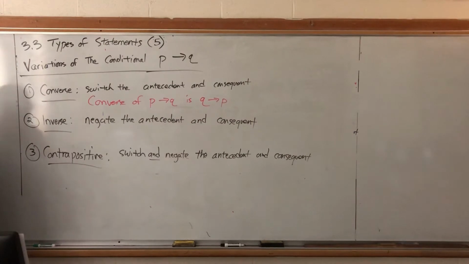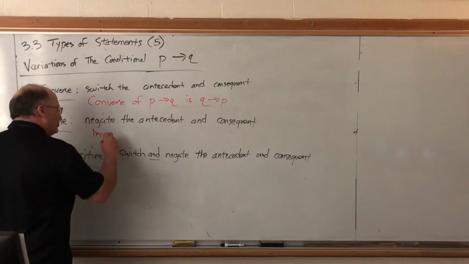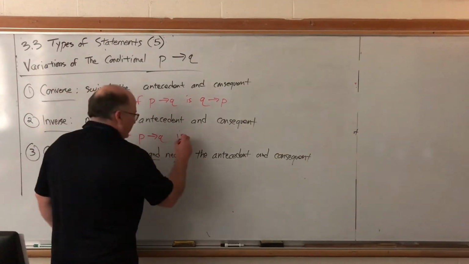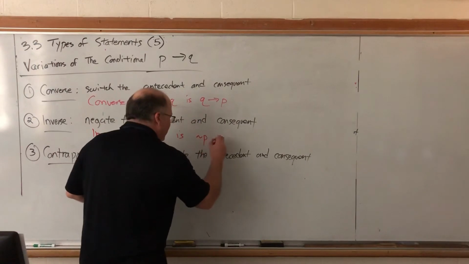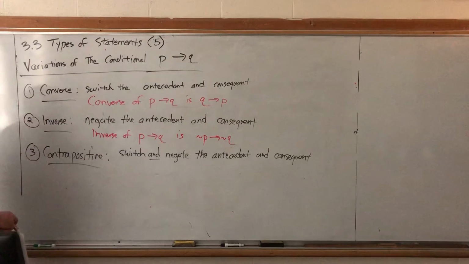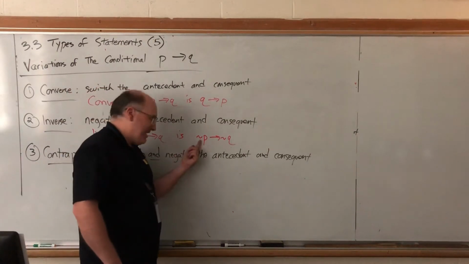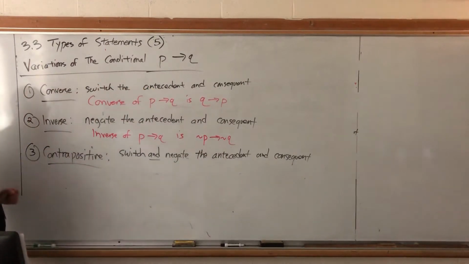For the inverse, you don't switch the antecedent and consequent, you negate them. So the inverse of P pointing to Q is, you don't switch, you negate. Negation P pointing to negation Q. If I have money, then I will buy a car. If I don't have money, then I won't buy a car. Contrapositive. You do both, switch and negate.